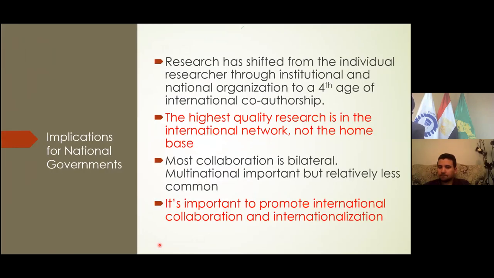Some talks later, we are saying about what we have here. We say research has shifted from the individual researcher to general grouping. Sometimes they divide the age of the university into age one, age two, age three, age four. So in the fourth age, which is what we are talking about now, all research has shifted to be co-authored with international people. It is not limited: the highest quality research is in the international network, not the home base.